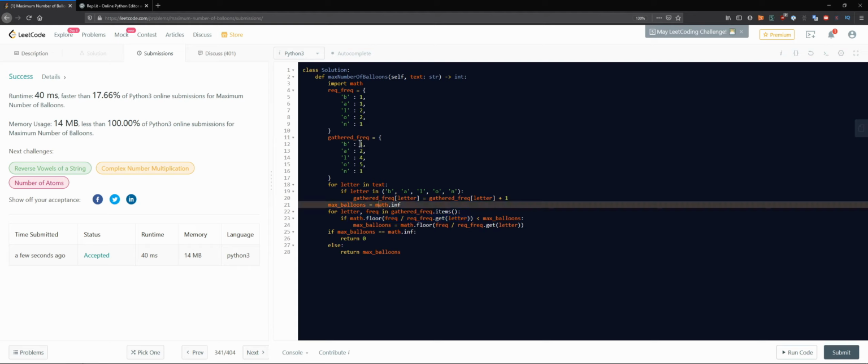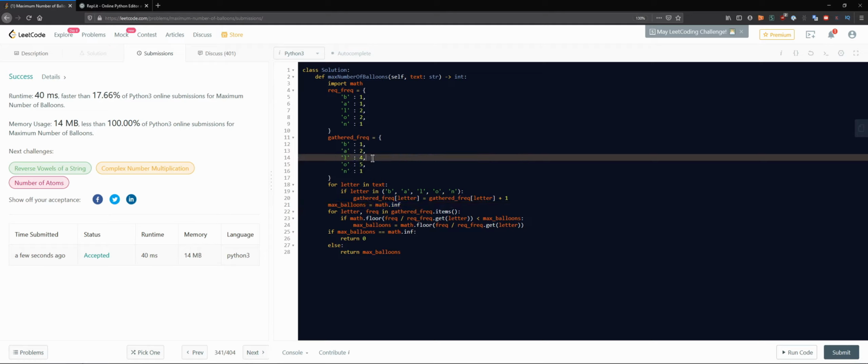So for example, let's go over it. We have max balloons at infinity. We see B is 1, right? 1 divided by 1, we get a maximum of 1 possible word with this amount of B's that we found, right? So we update it here because it's less than infinity. We have 1 here.